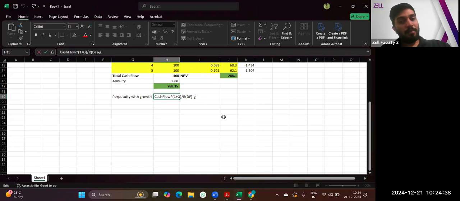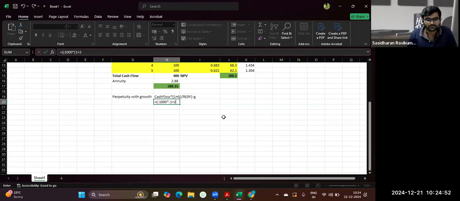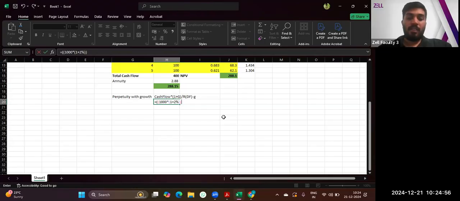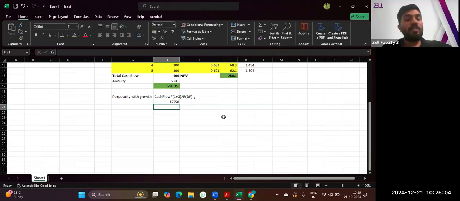Clear till here? Now let me put this formula for you. What is the cash flow? 1000. Now guys, you need to be very careful with the brackets over here, because when you're doing it in Excel, brackets play a very important role. 1000 into 1 plus 2%, divided by 10% minus 2%. How much did you get?